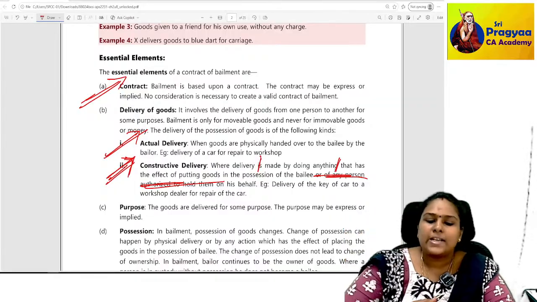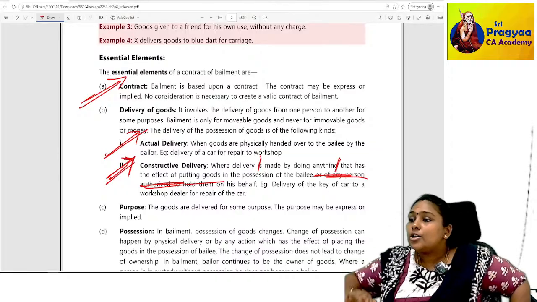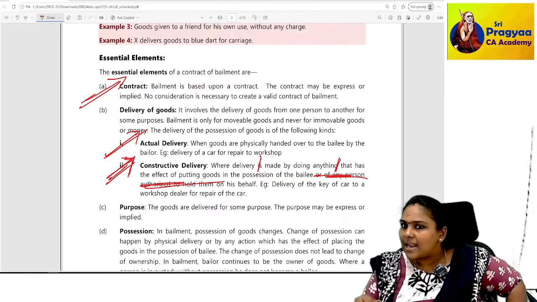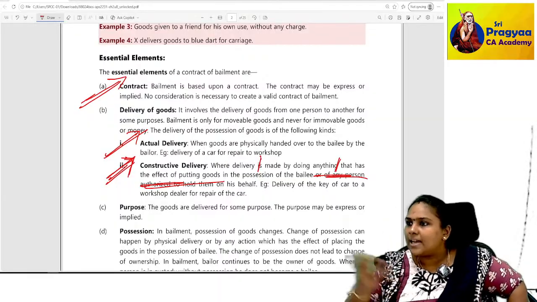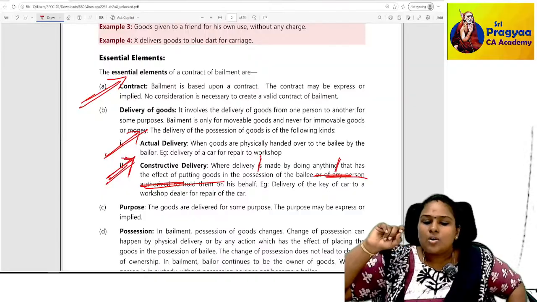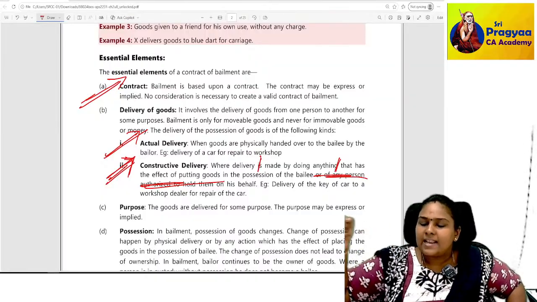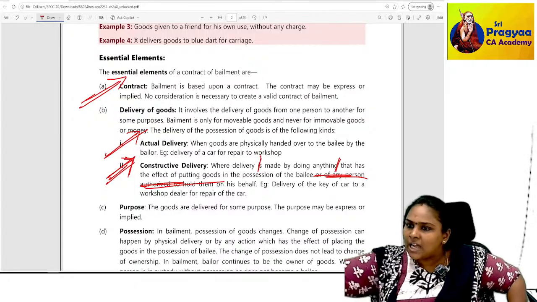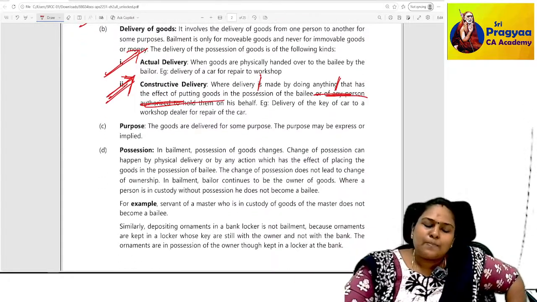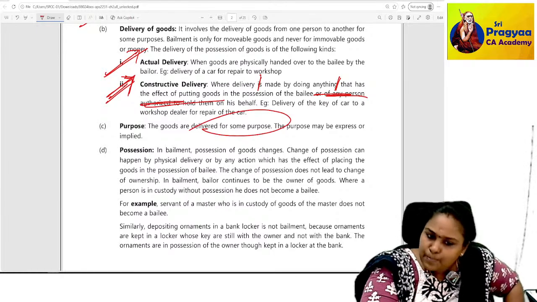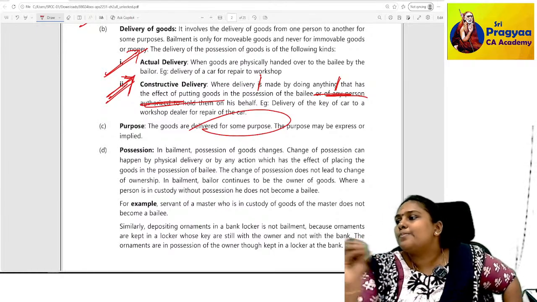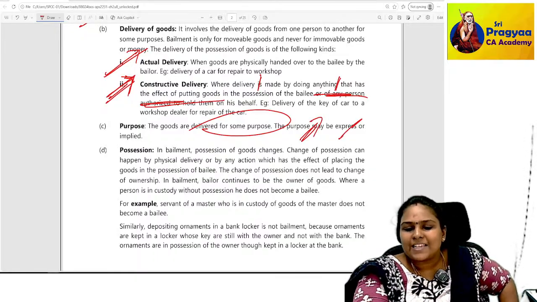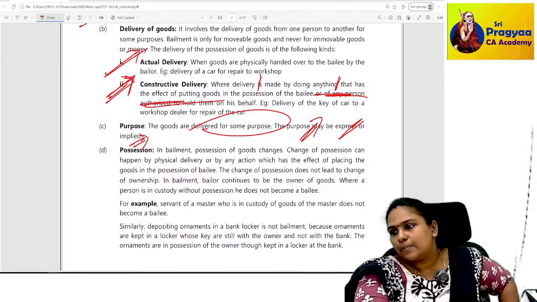Okay. One more time. Delivery is made by doing anything. You can give the key, or if you are handing over land, you will give the document. Able to understand? So delivery is made by doing anything that has the effect of putting the goods under the possession of the bailee. What is the purpose? It should definitely be for some purpose, not just for keeping. Some purpose should be there. Only then you should be giving, and such a purpose may be express or implied.